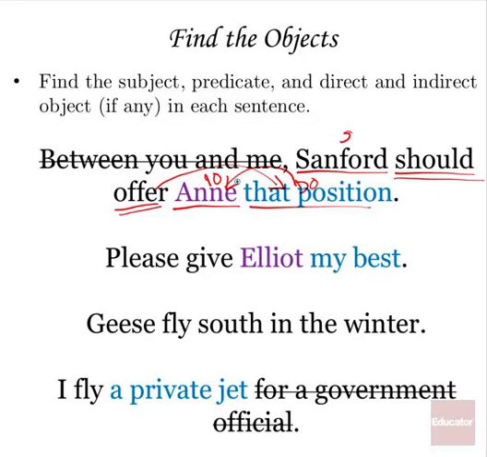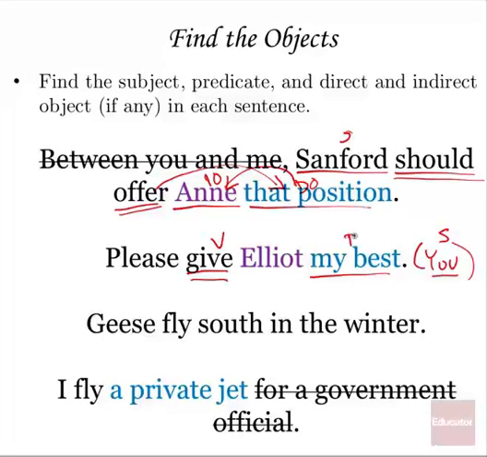All right, please give Elliot my best. Now, this is an imperative sentence. It's a command. So the subject is actually the implied you. What do you give? Give is our verb, Elliot my best. Well, my best is the direct object because it's receiving the actual giving, and Elliot is the indirect object because he is receiving the best.